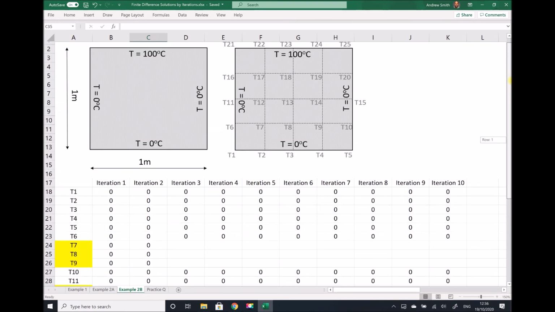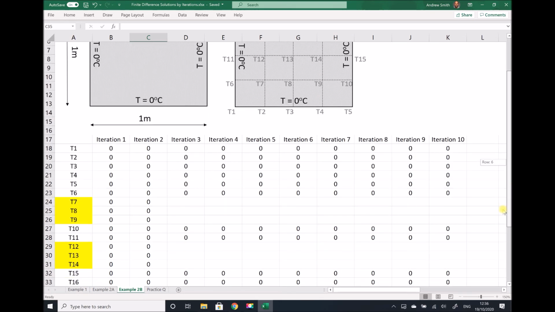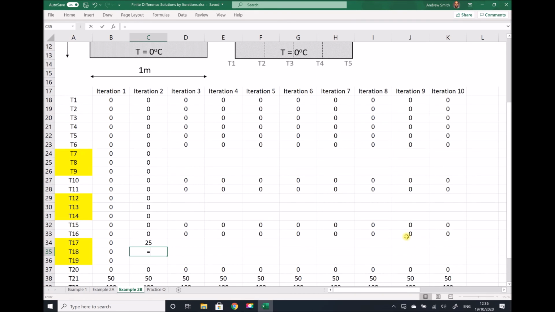Now T18 in the centre neighbours T13, T17 and T19, and T23, which has a temperature of 100. So we've got the average of T13, T17, T19 and 100. So equals a quarter times T13, T17, T19 and 100.